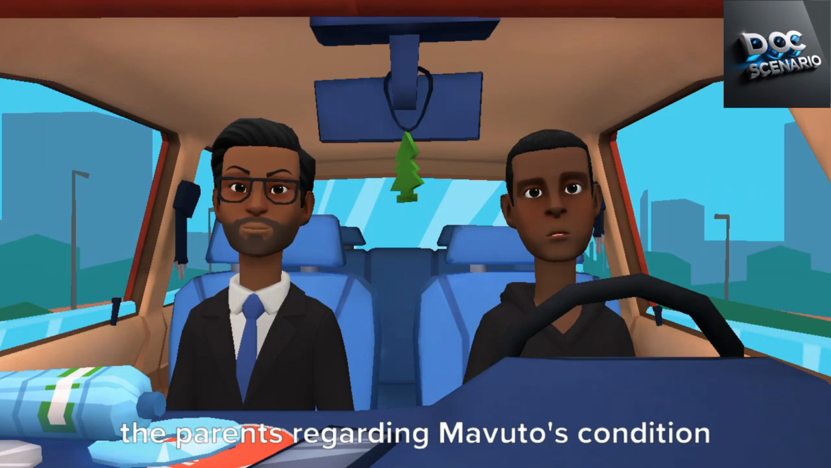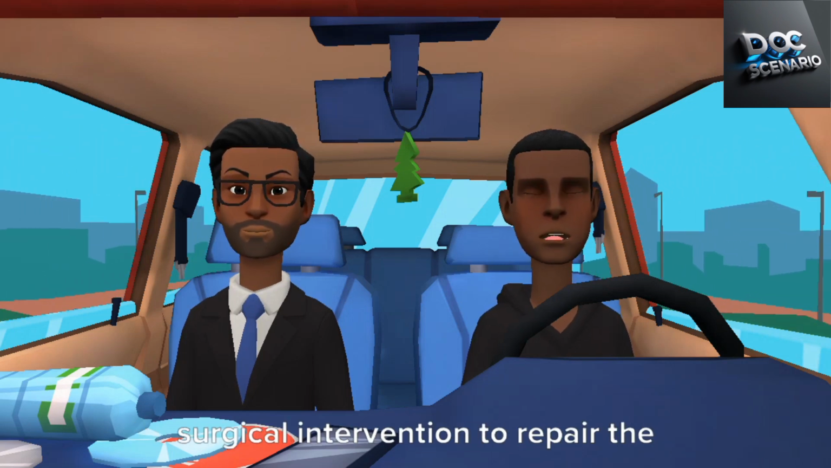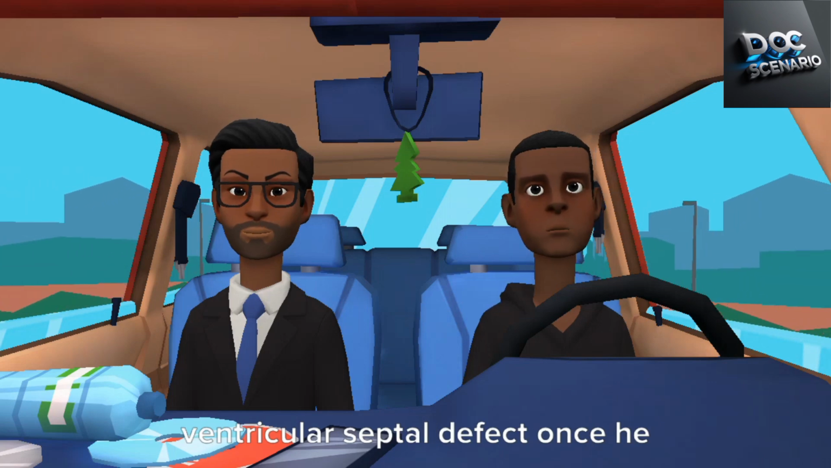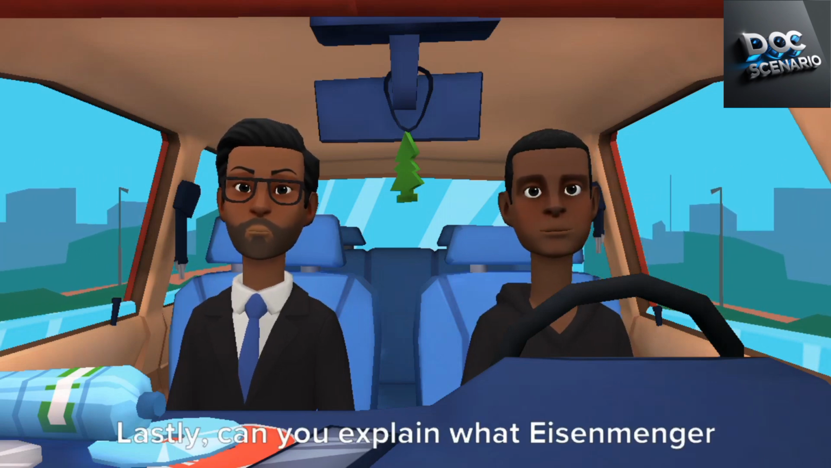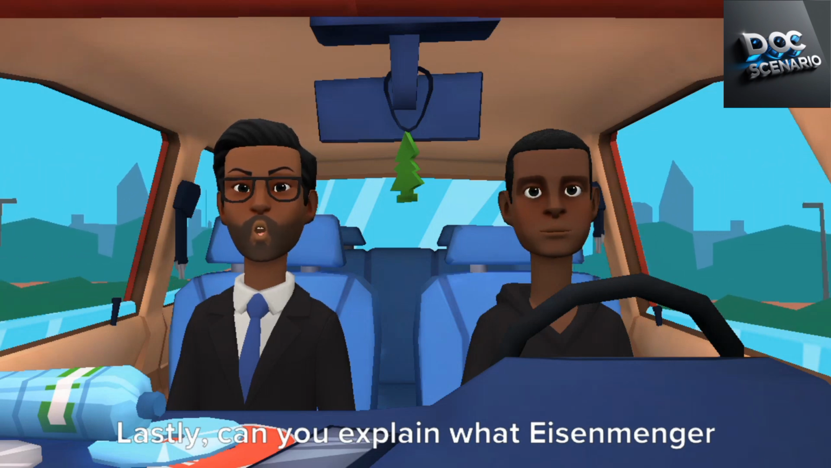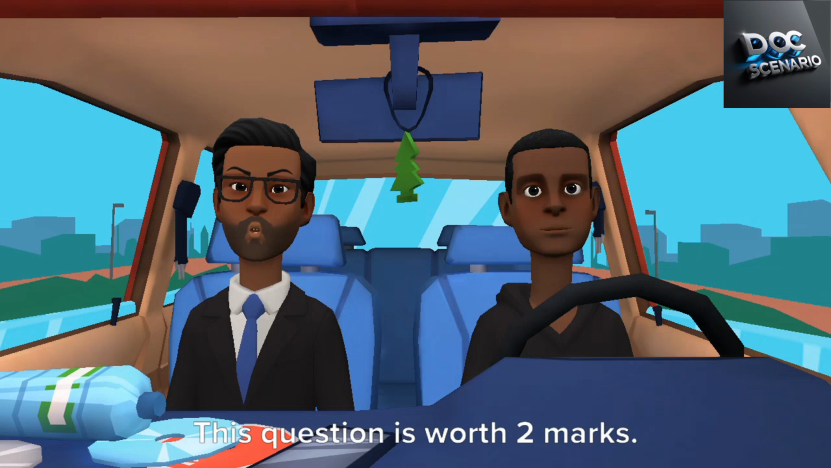Additionally, I would counsel the parents regarding Mavuto's condition and discuss the potential need for surgical intervention to repair the ventricular septal defect once he is stable. Thank you, Rogers. Lastly, can you explain what Eisenmenger syndrome is? This question is worth 2 marks.